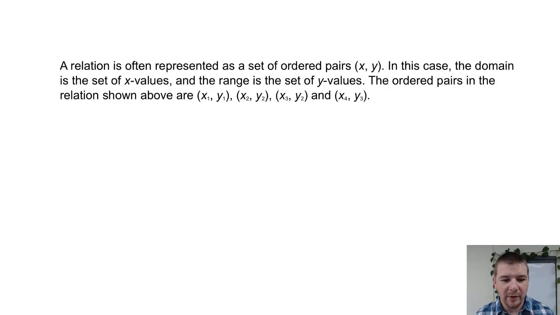A relation is often represented as a set of ordered pairs, (x, y). In this case, the domain is the set of x values, and the range is the set of y values. The ordered pairs in the relation above are (x1, y1), (x2, y2), (x3, y2), and (x4, y3).